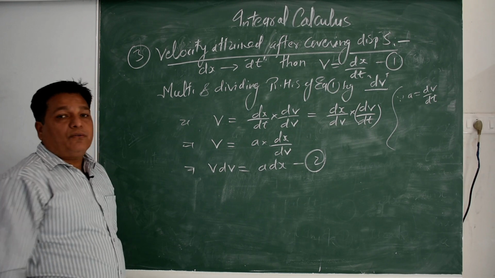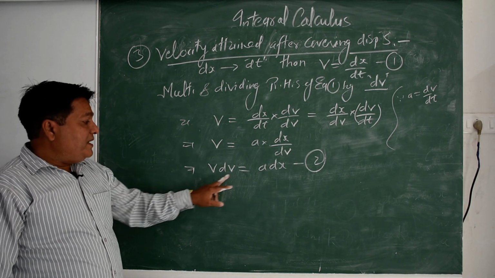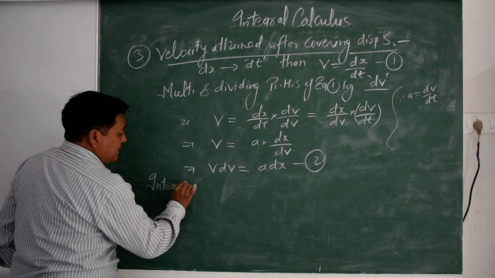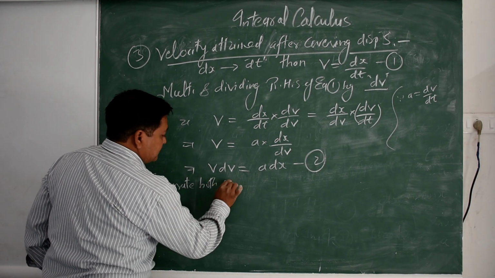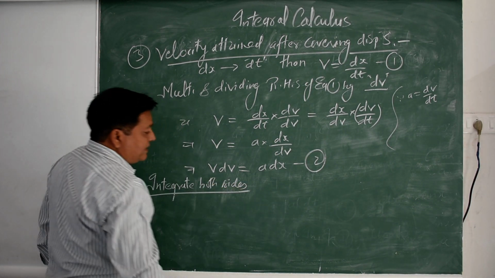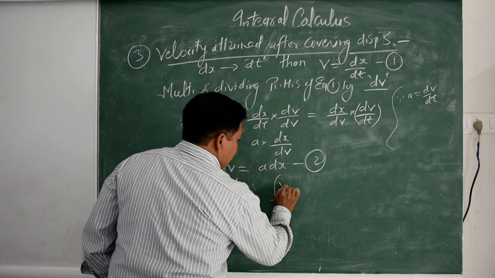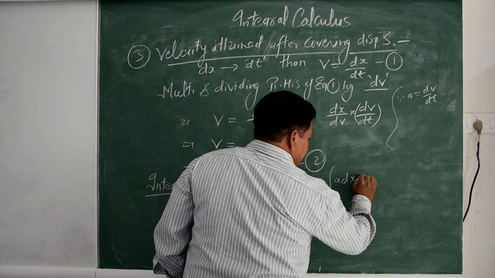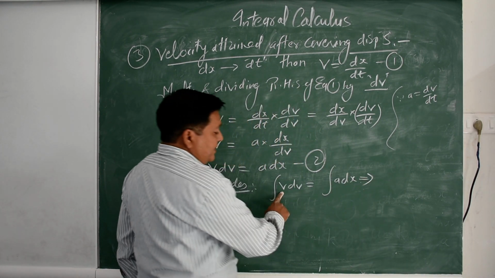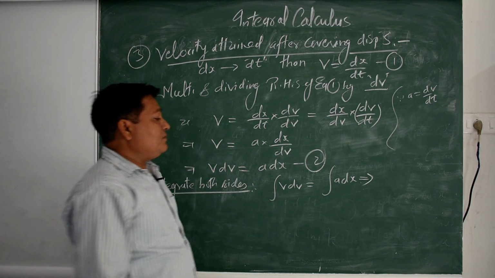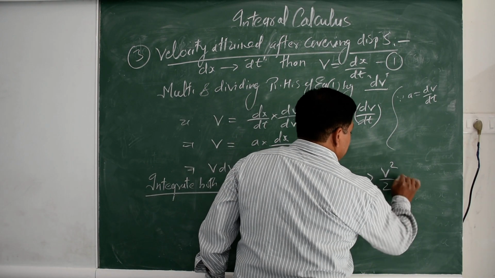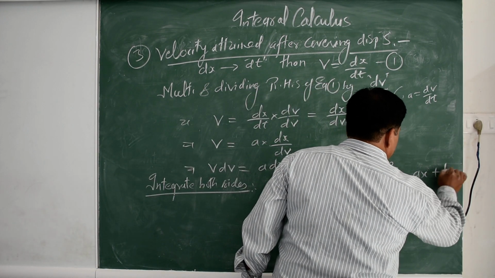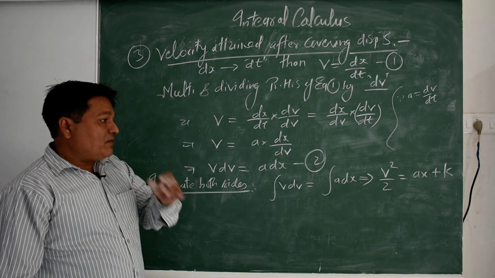Let us call this equation number 2: v dv is equal to a into dx. Integrating both sides of this equation, what do we get here? Integrating v dv equals integrating a dx. What will be the result? v to the power 1 dv gives v square by 2. A is constant outside, and integral of 1 dx is x, so ax. Then k is a constant here. Equation number 3.